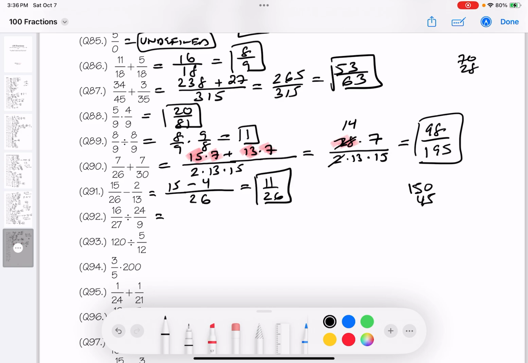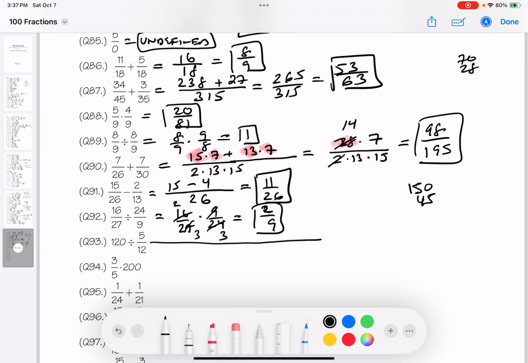What's over here? Let's write this down. 16 over 27 times 9 over 24. And I'm kind of looking at it. 9 goes into 9 once, 27 3 times. 8 goes into 24 3 times. And 8 goes into 16 2 times. We're left off with 2 ninths.